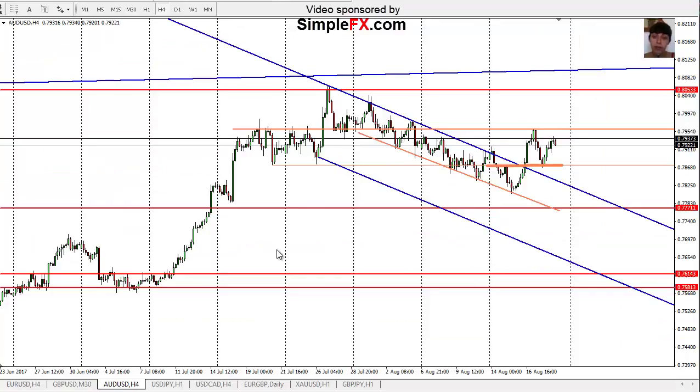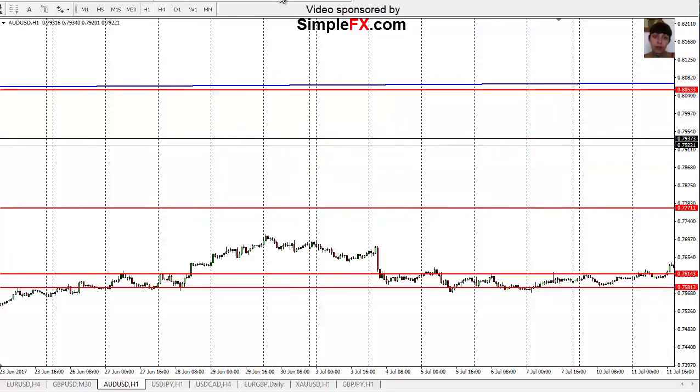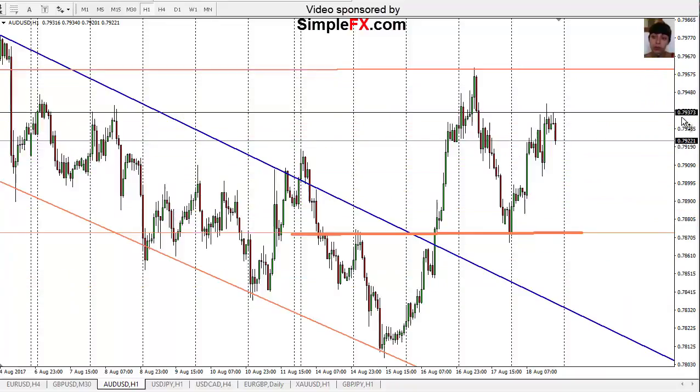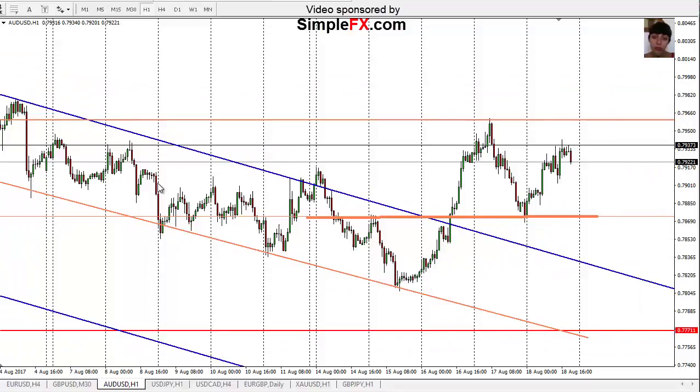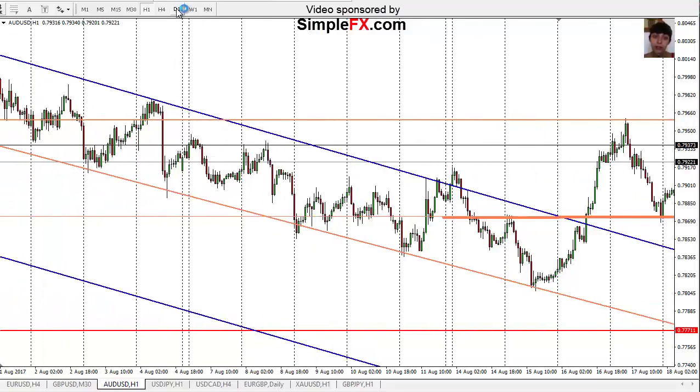Okay, going to Australian dollar, and again, let's go to the 1 hour chart and see what we have here. For me personally, there wouldn't be trades this week, but the possibilities were, you see, okay, let's go on the daily chart.